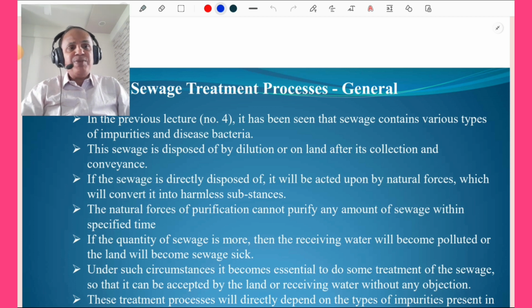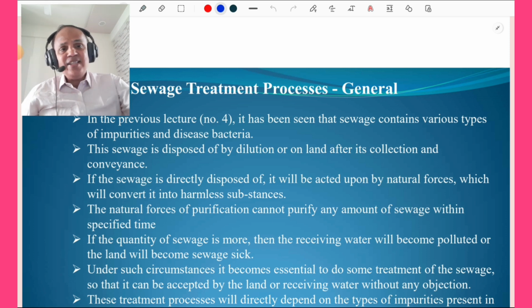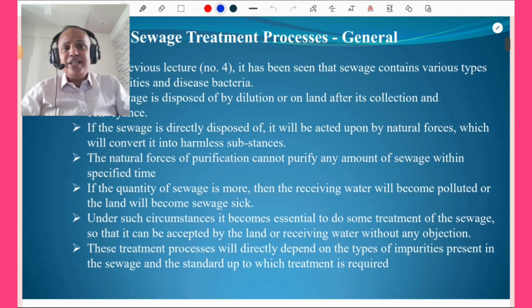In the previous chapter, it has been seen that sewage contains various types of impurities and disease-creating bacteria. This sewage is disposed of by dilution or on the land, means by using the water or by using the land after its collection and conveyance. If the sewage is directly disposed of, it will be acted upon by the natural forces which will convert it into harmless substances. Which means if we put that sewage into the water, then you know that there is self purification of stream, and that self purification of stream and oxidization convert that sewage into harmless substances.